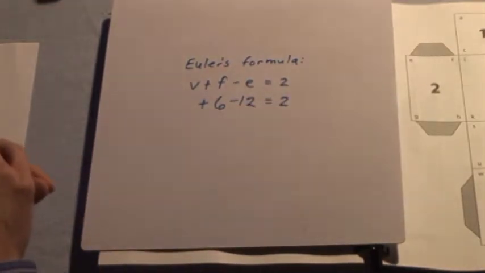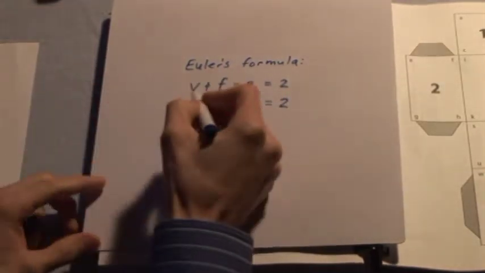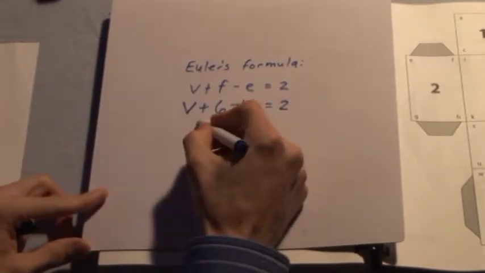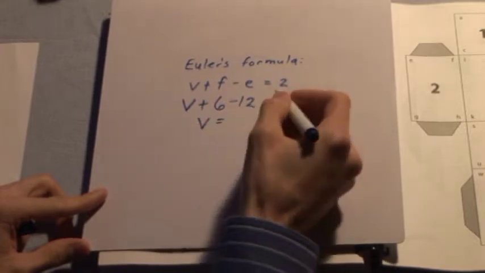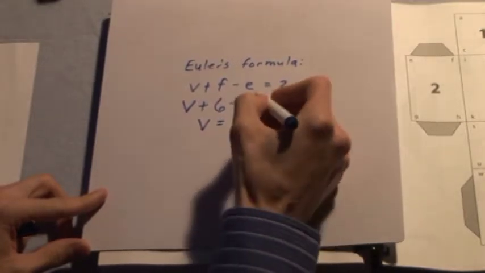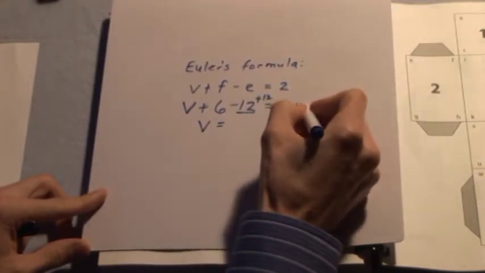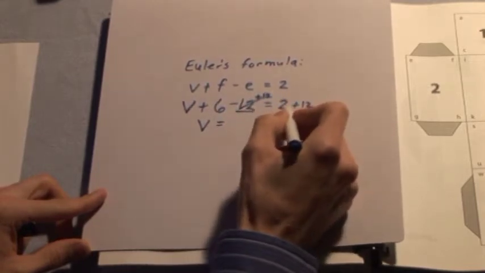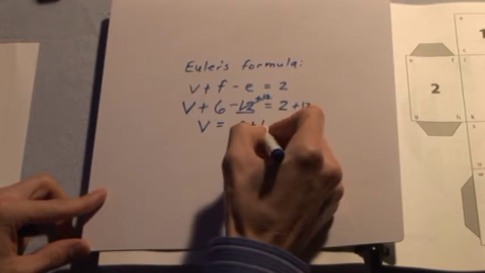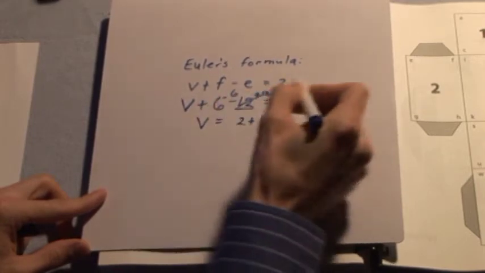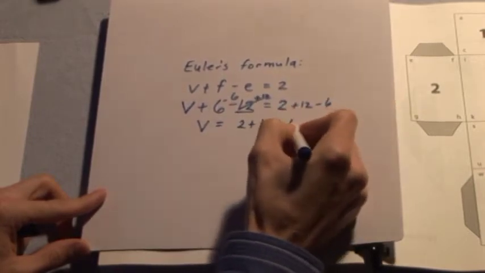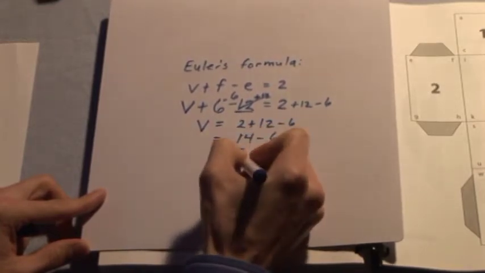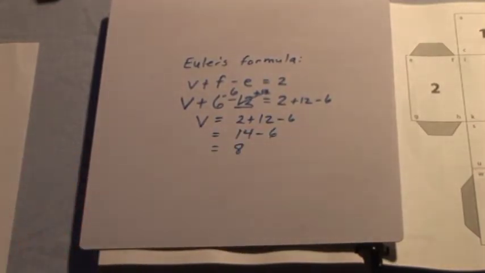Given that, we can easily determine the number of vertices because that is the missing variable. So we do V equals, we take this onto the other side by adding 12 to both sides. So we have V equals 2 plus 12, and then we subtract 6 from both sides, minus 6. So the number of vertices is 14 minus 6, which equals 8.